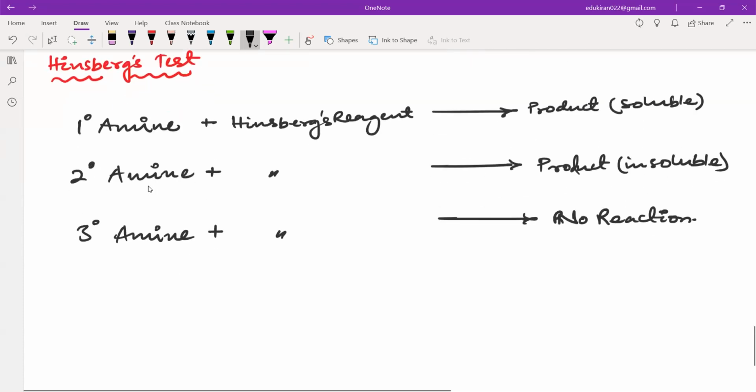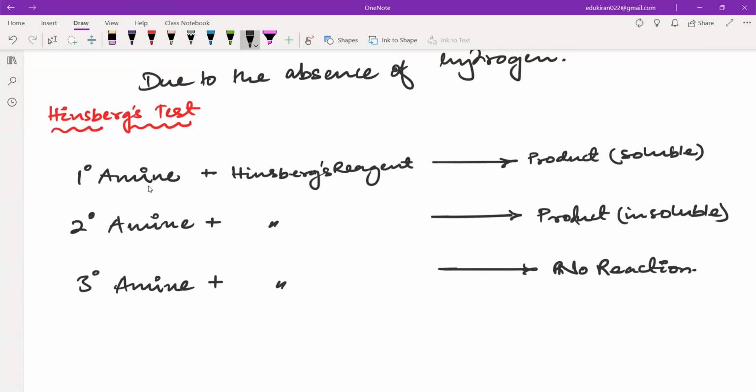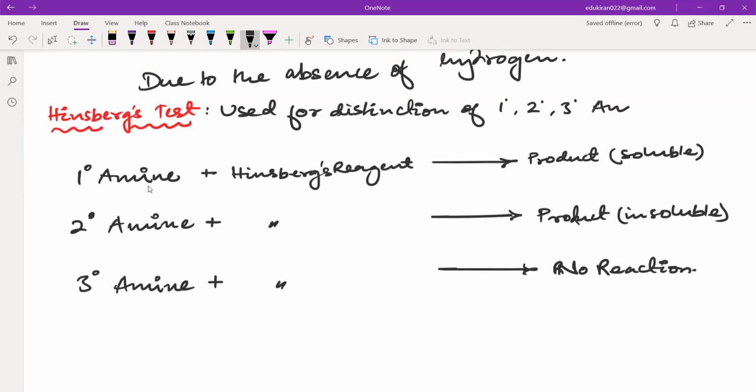So here you can say that Hinsberg test is used for the distinction of 1 degree, 2 degree, and 3 degree amines. The positive test result for 1 degree amine is that the reaction with Hinsberg reagent gives a soluble product. For 2 degree amine, what is the positive test? A 2 degree amine with Hinsberg reagent will give me something that is insoluble in water.